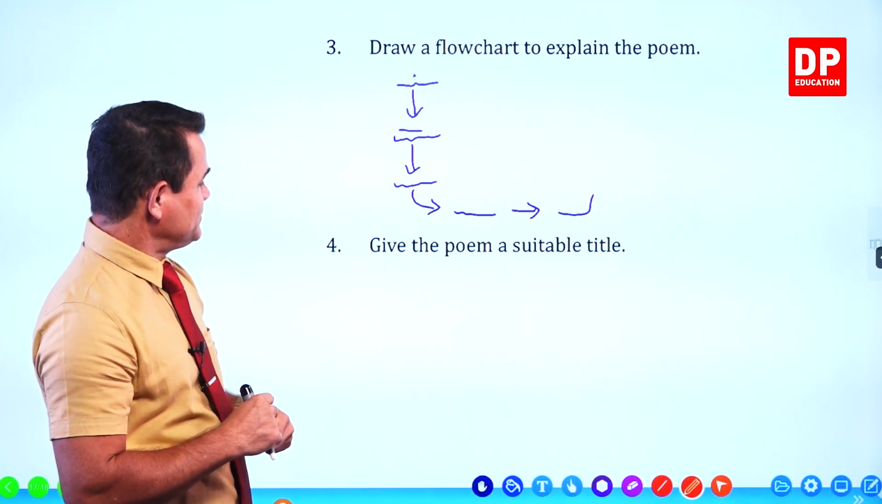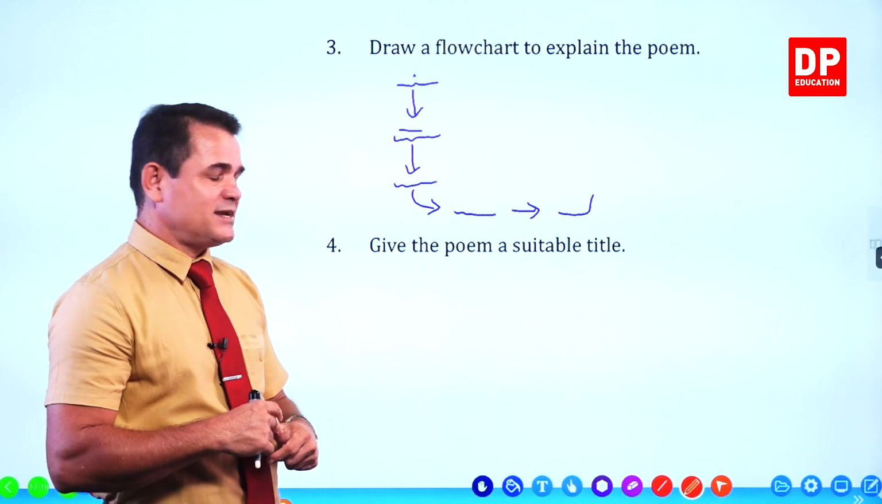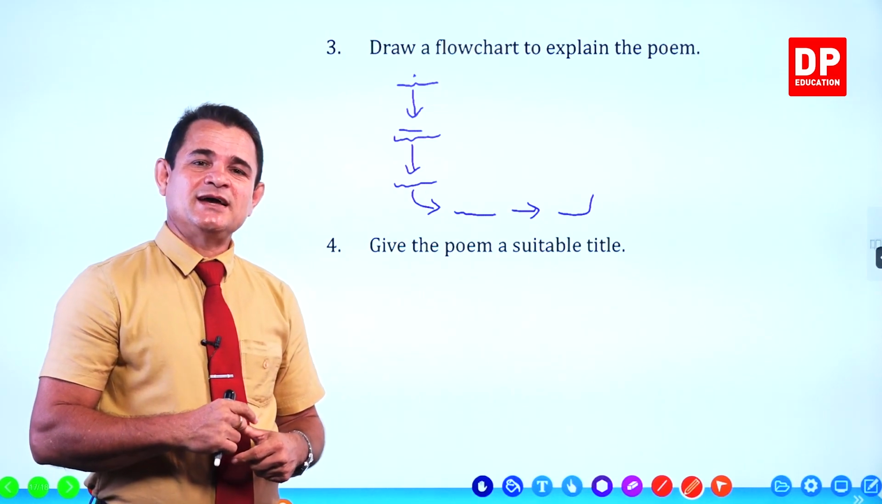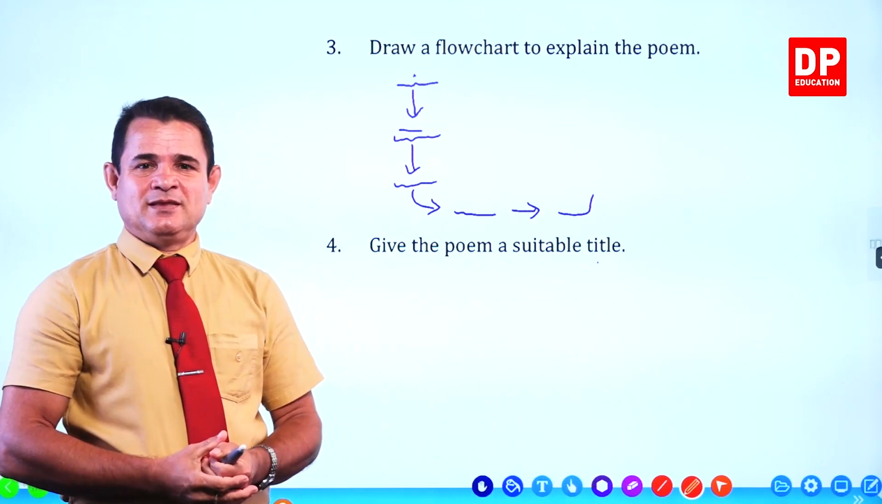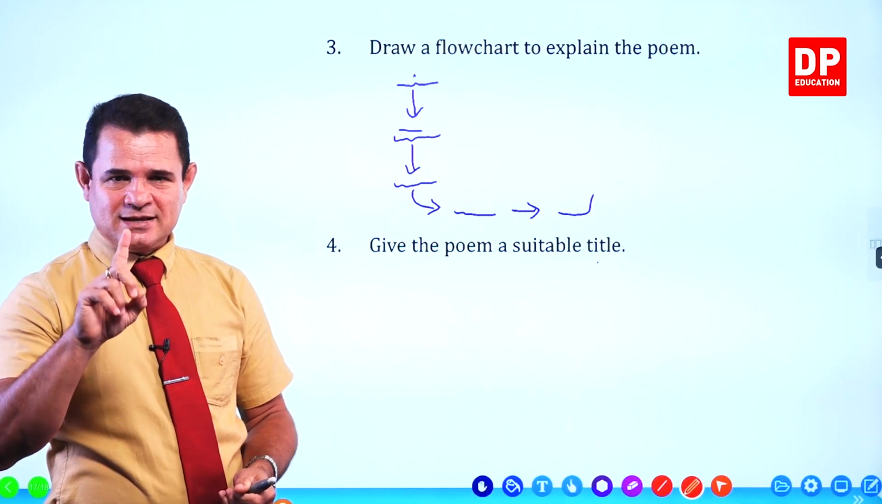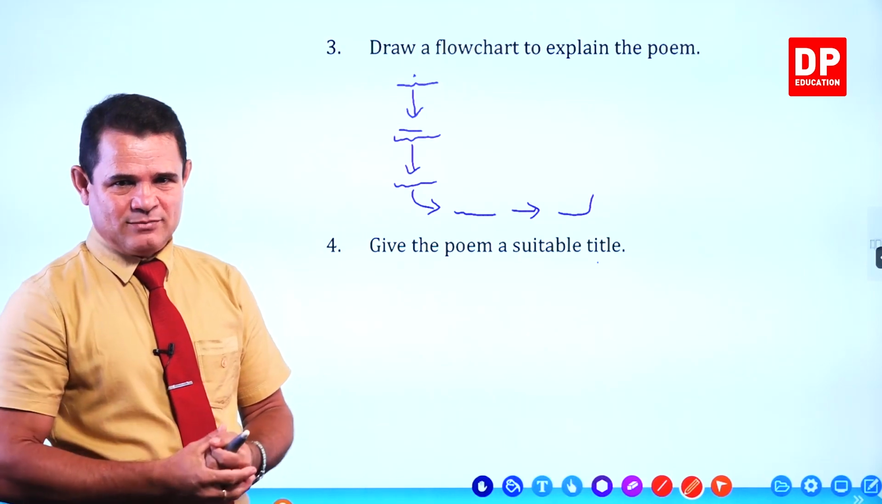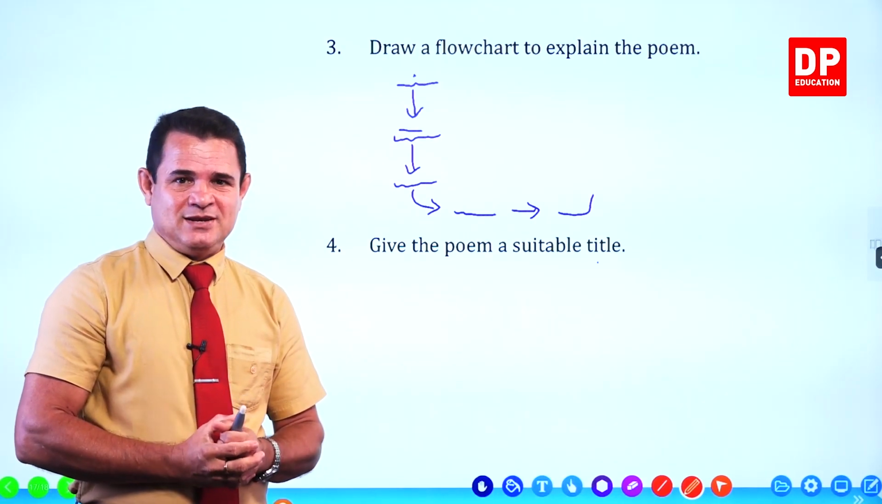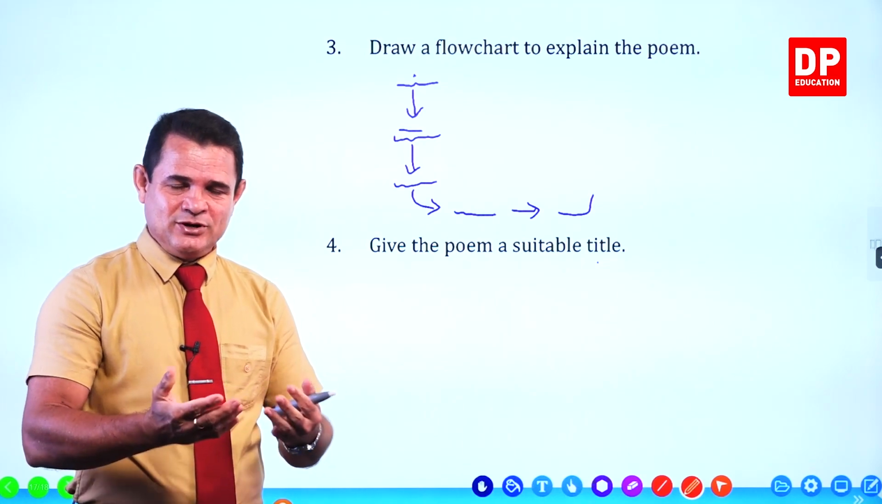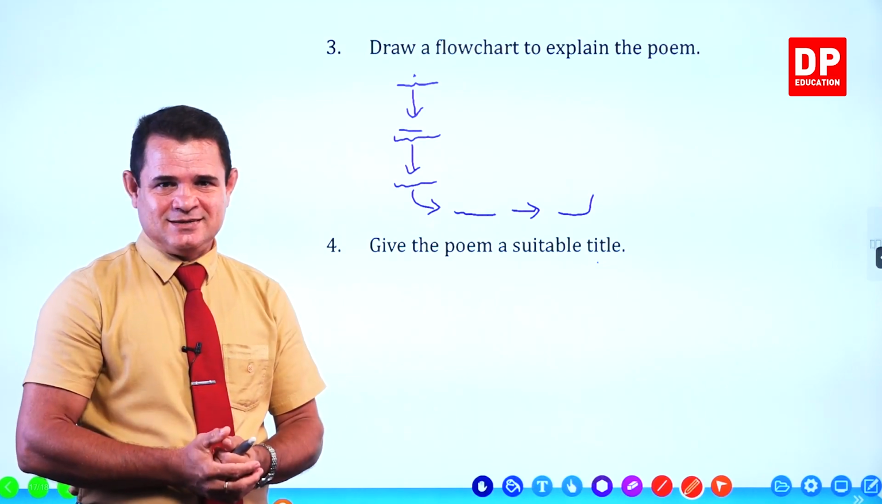And next, give the poem a suitable title. Give a topic, a title, as you feel. There's no one title. Each person can give a different one. But it should be suitable to the poem, according to the content. Right.